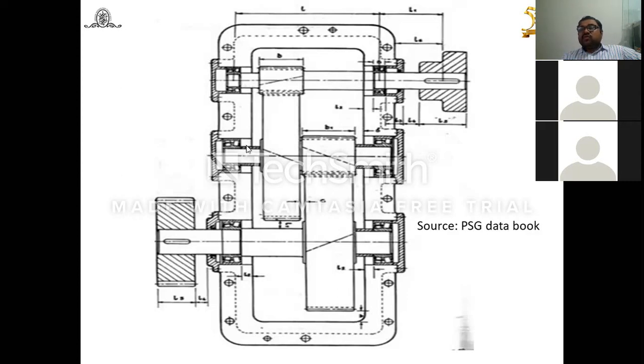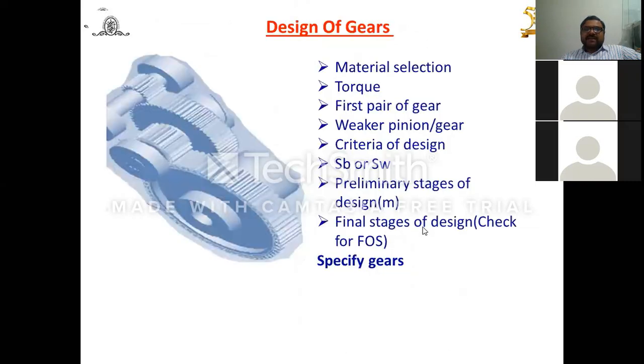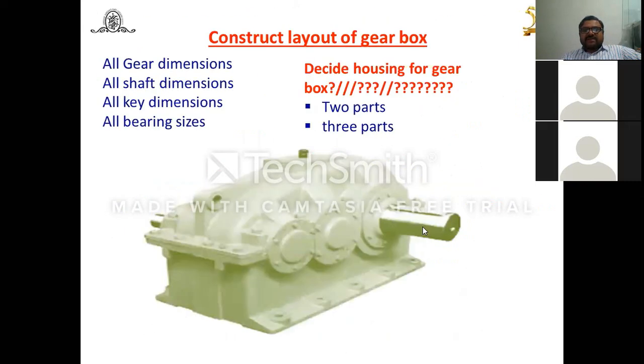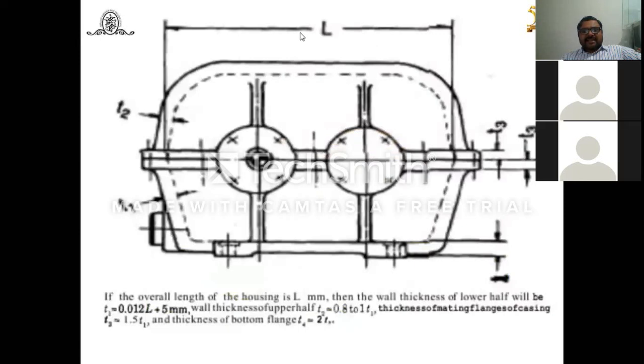For what purpose? To mount or to fit the different locking devices. So accordingly, you can decide the length here. That means you will get the length and width here. Try to understand. And once you have decided this length, this is the overall length of the casing. Now look at this T1.